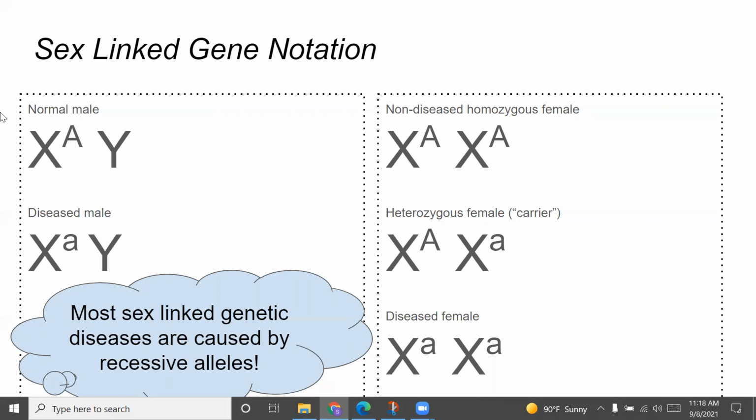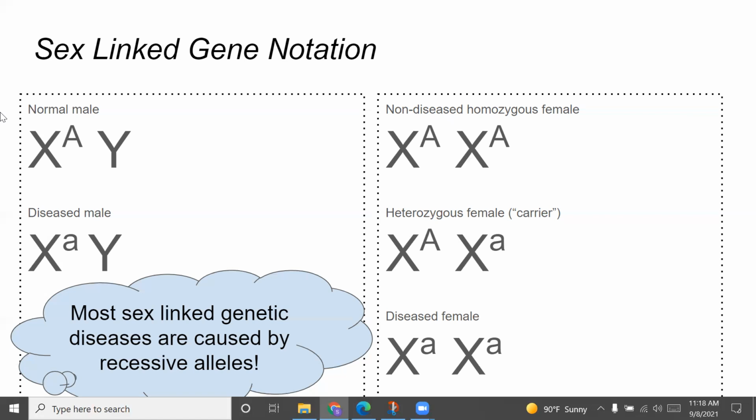Second thing on your list is a heterozygous female, which we would call a carrier, right? A carrier because she does not have the disease, but she has the allele that can give a baby the disease. So she's carrying the allele in her genotype. And the only way to get a diseased female is to be homozygous recessive.